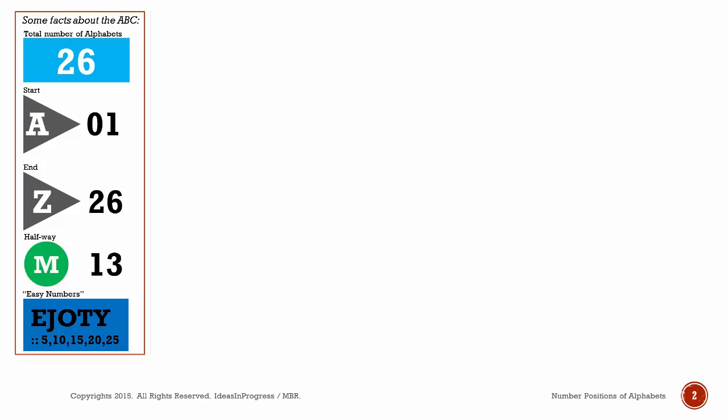Now, with this first trick of remembering the simple facts about the ABC, you should already have the number positions of 8 alphabets in your head. So now we need to figure out how to remember the number positions of the remaining 18 alphabets. And this is where the second trick comes into the picture.